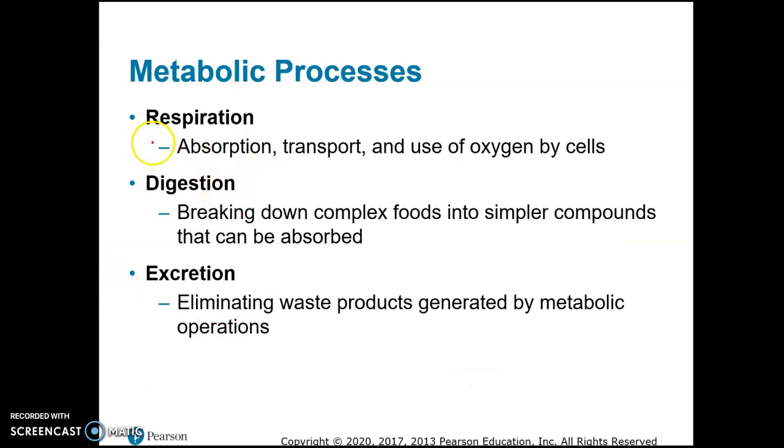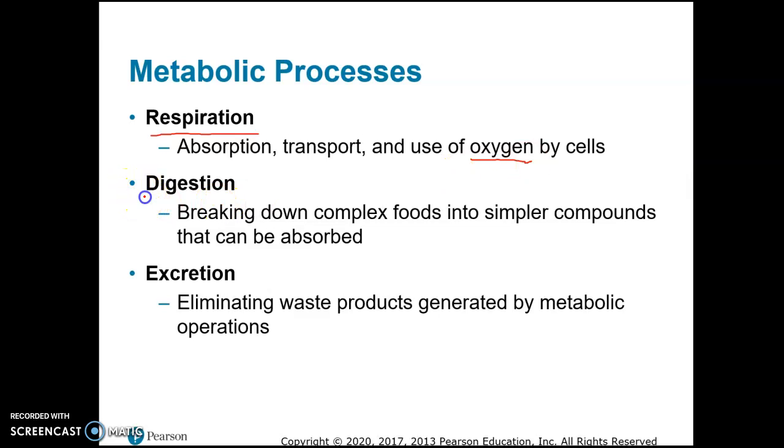Some of the reactions of metabolism are involved in respiration. Respiration, we think about breathing. It's the absorption of oxygen, the transport of oxygen, and the use of oxygen by our cells. And most of the time, we don't just talk about oxygen, but also the other gas that we produce as a waste product, carbon dioxide, is involved as well in respiration.